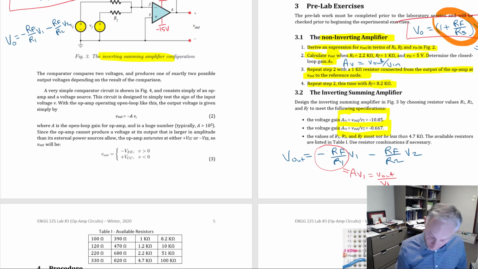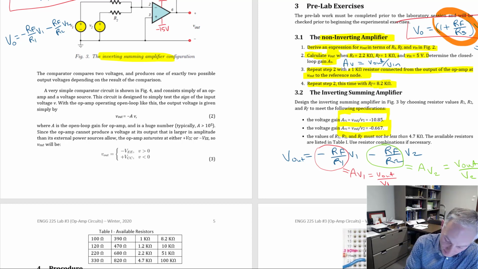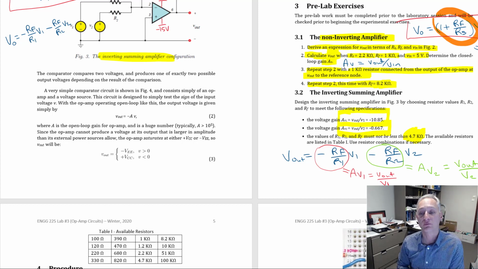And then the second one, this guy here, that's equal to AV2, and that's equal to V out over V2. So you have to calculate this, and it gives you a constraint here. The values of R1, R2, and RF must be not less than 4.7 kiloohms. So that's a restriction. They have to be 4.7 kiloohms or above. None of them can be below.